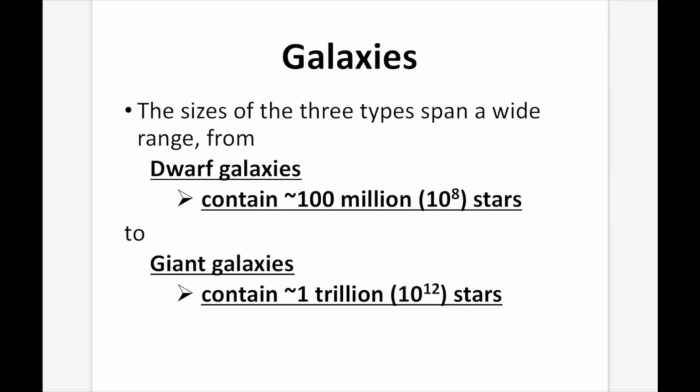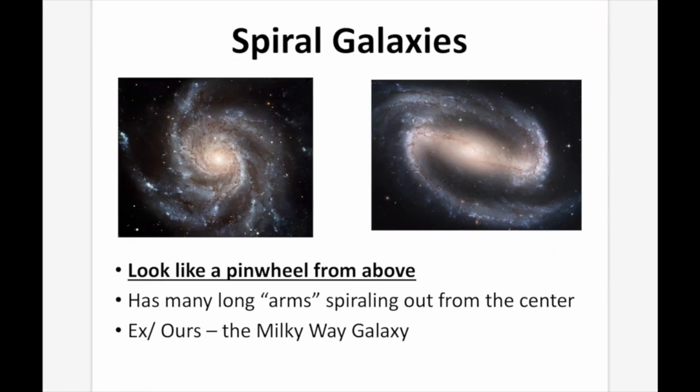Galaxies. Using a system invented by Edwin Hubble, astronomers classify galaxies into three major types: spiral, elliptical, and irregular. The sizes of the three main types of galaxies span a wide range. We have everything from dwarf galaxies, which contain about 100 million stars, to giant galaxies, which contain over 1 trillion stars.